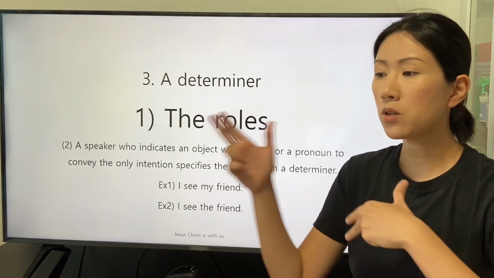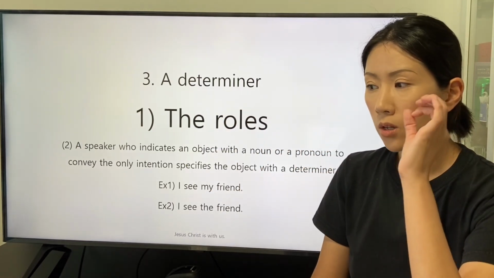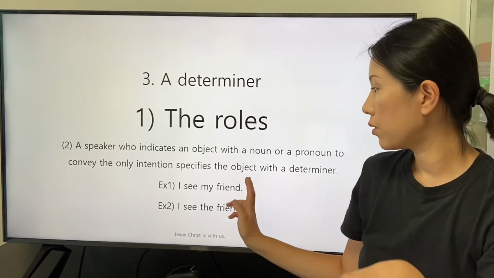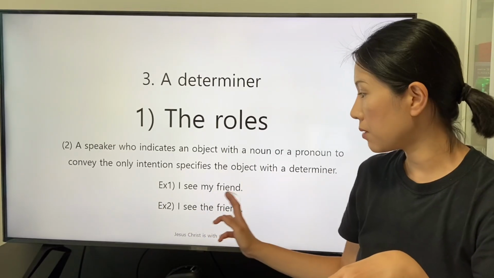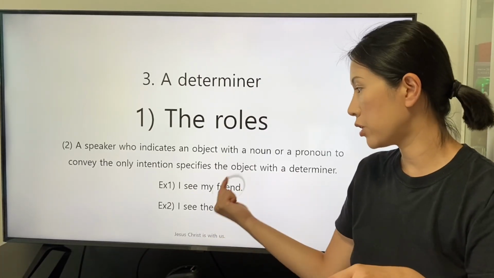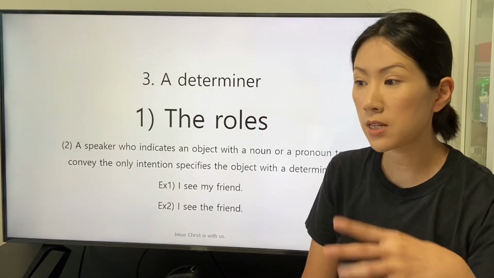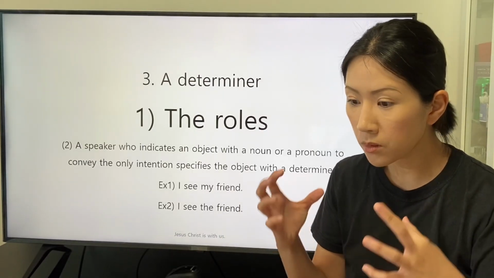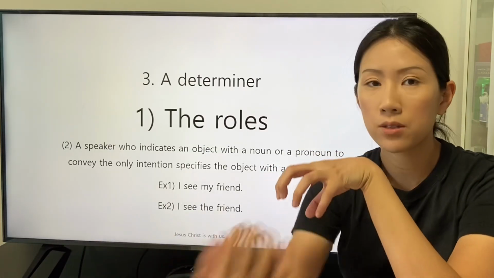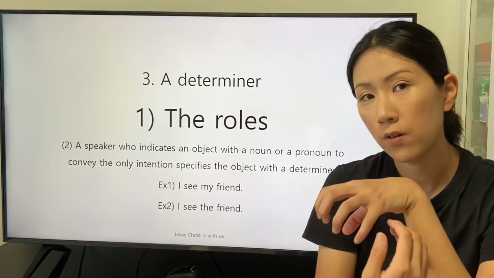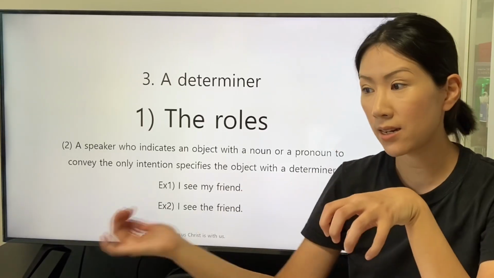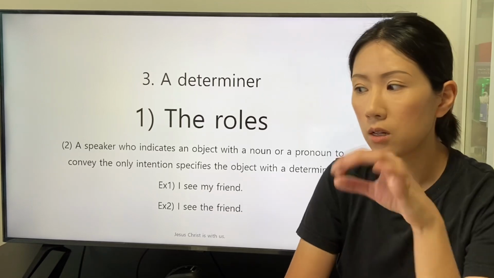the speaker focuses on the different aspects of the object indicated by the general noun friend. Even though the object indicated by the general noun friend is the same person, the speaker can focus on the distinctive aspects of the object according to the definition of the determiner to describe the general noun friend.